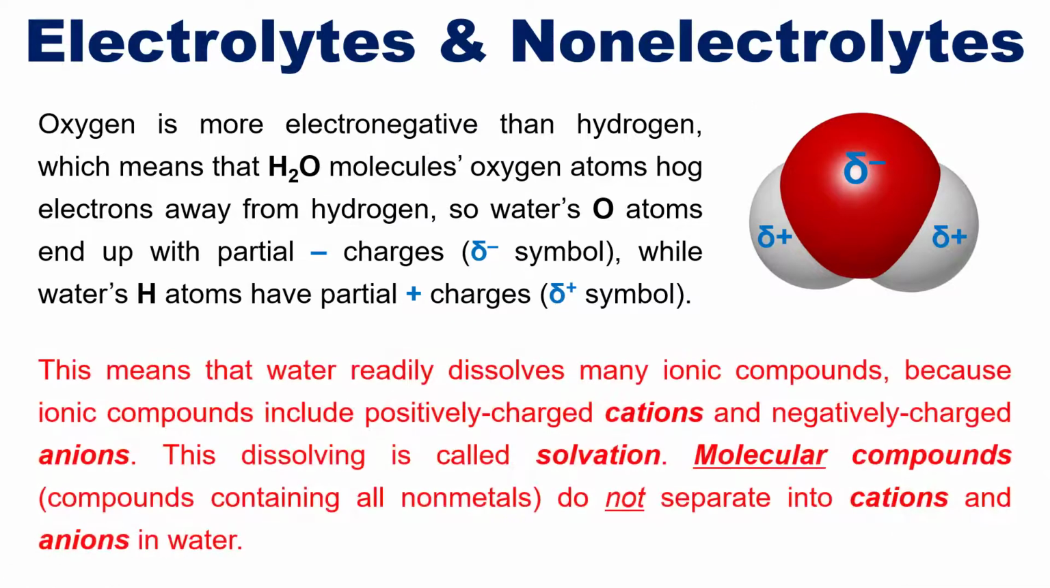Now, this means that water readily dissolves many ionic compounds, because ionic compounds include positively charged cations and negatively charged anions. This process of something dissolving in a solvent is called solvation, eternal solvation. No, I'm just kidding. It's just called regular solvation. I just love to say that. Anyway, molecular compounds, that is compounds that contain all nonmetals, do not separate into cations and anions in water.